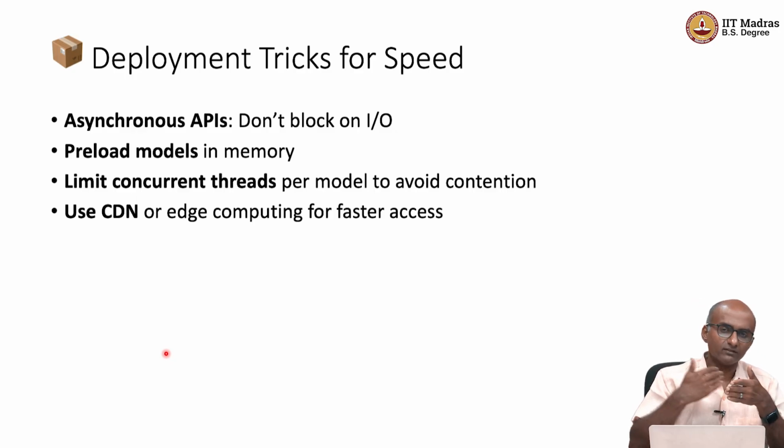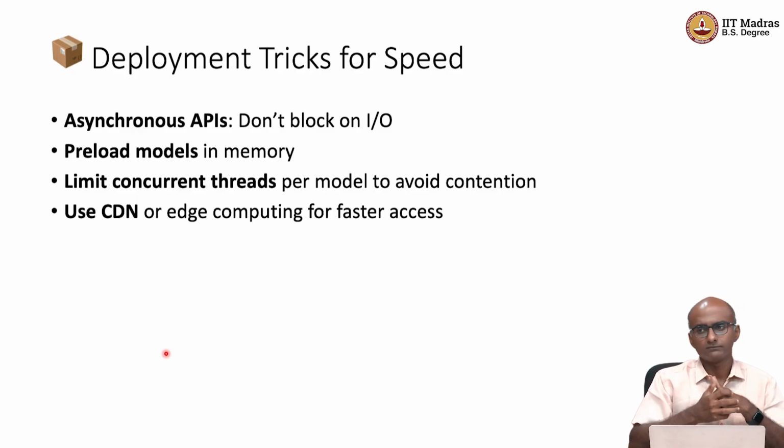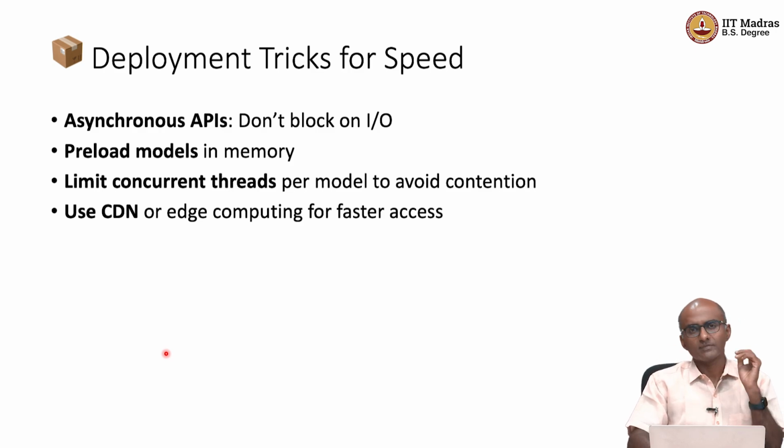And if you extend this even further, right? If you extend this even further and take it all the way to the edge, which means all the way to the origin of that kind of demand, then you can use something called content distribution networks or CDNs, or in other words, edge computing, and make for even faster access to the models.